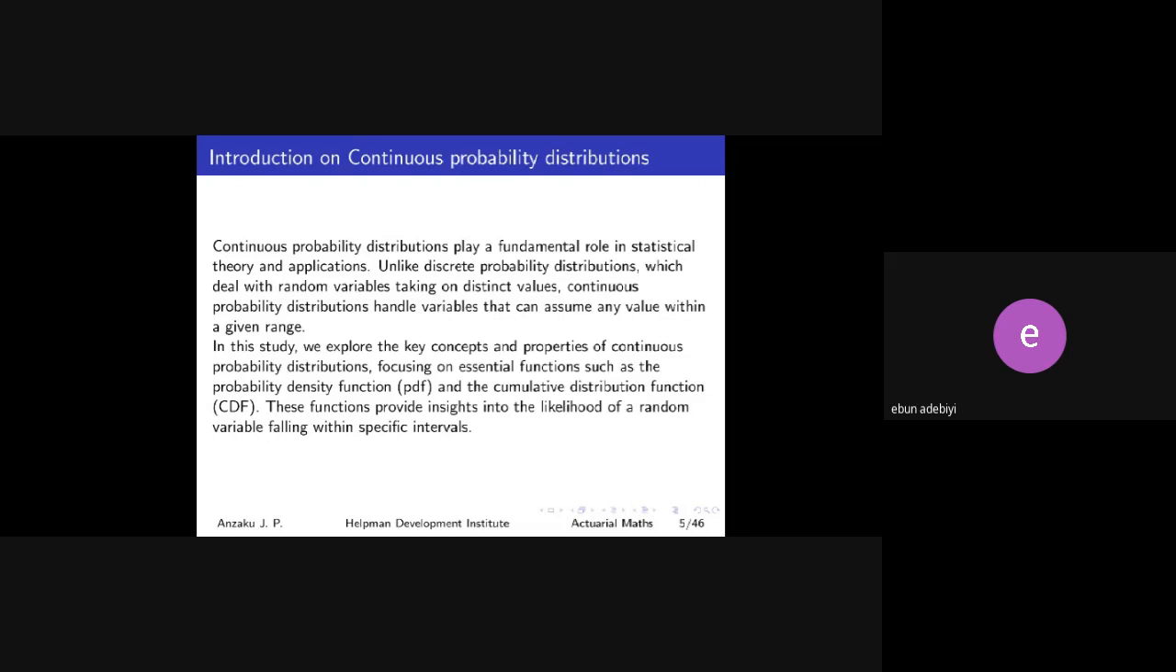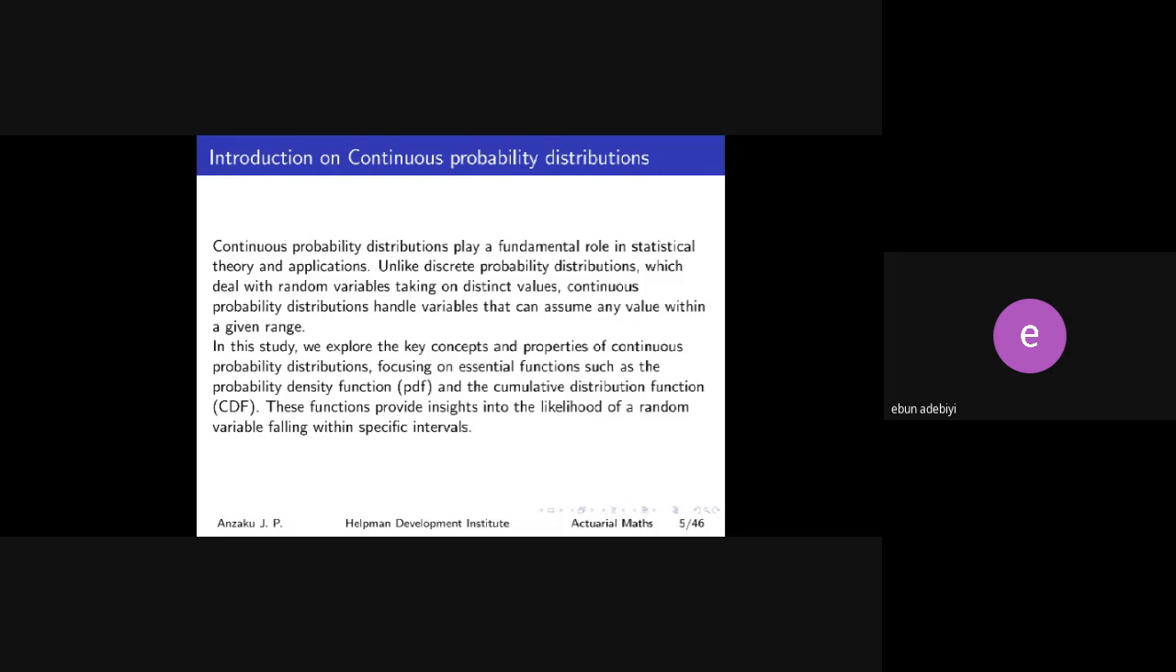So that makes it continuous. Maybe 5 point something or some point something. So it makes it continuous. It is not distinct or discrete. In this class, we explore the key concepts and properties of continuous probability distributions, focusing on essential functions such as, so our focus will be more on the probability density function, the cumulative density function, the mean, and the variance.